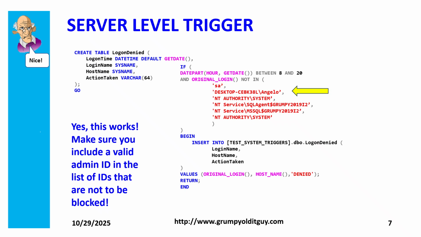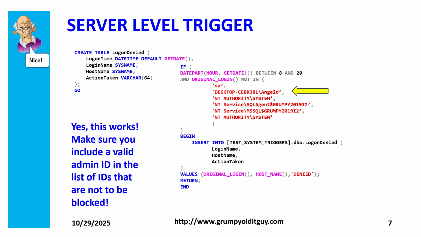Okay, we're now going to implement a server level trigger that actually does work. I just have some partial code here. We'll see the full code in the demo. But we're going to create a log table called logon denied. I guess that's as good a name as any. It just records the logon time, the login name, the host name and the action taken.